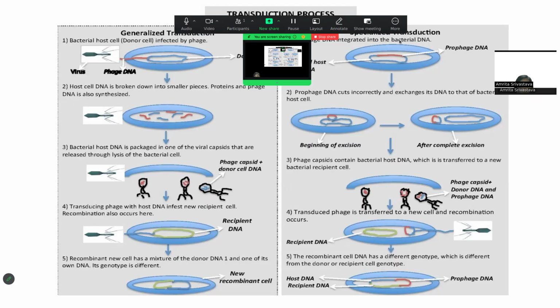In the case of specialized transduction, where the lysogenic cycle happens, the prophage DNA becomes a part of the bacterial DNA. And when the transfer occurs, part of the bacterial DNA has a very high chance to get inside the capsid and enter into the new cell.